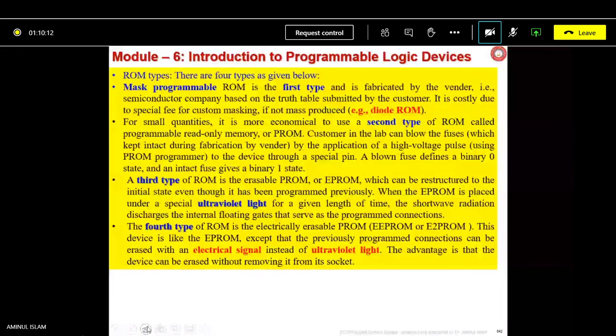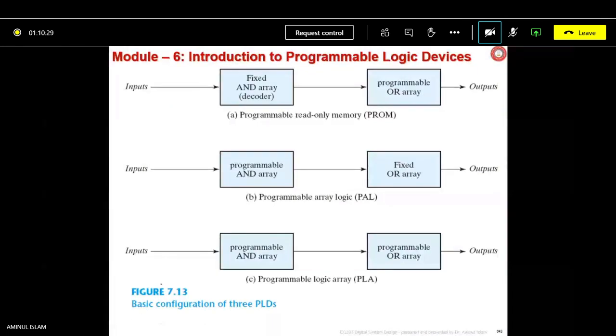Programmable means there will be a fuse. You can blow the fuse and disconnect the connection. That's the way you are going to program. Disconnecting the connection between the vertical line and the horizontal line means the absence of a diode, indicating 0. Here in PROM, what is there? Fixed AND array and programmable OR array. Remember, in PROM the OR array is programmable, whereas the AND array is fixed.